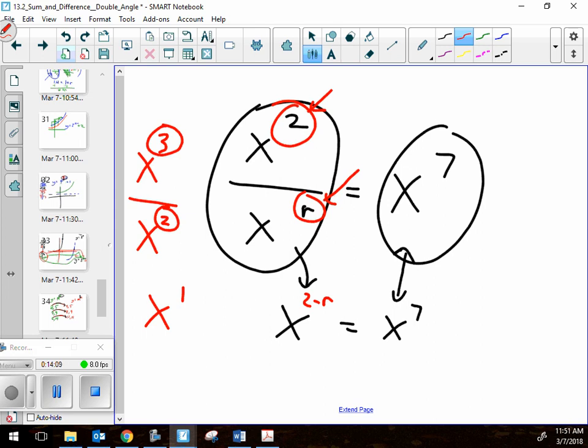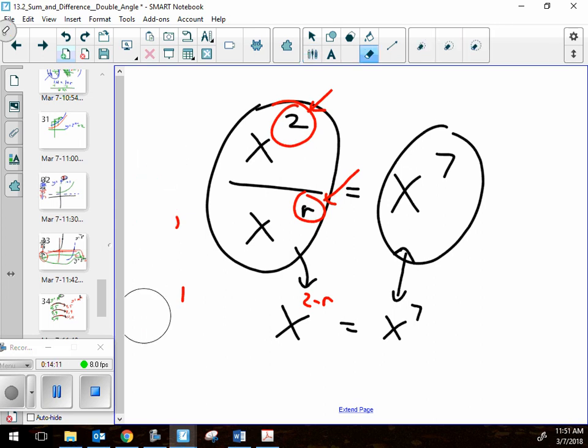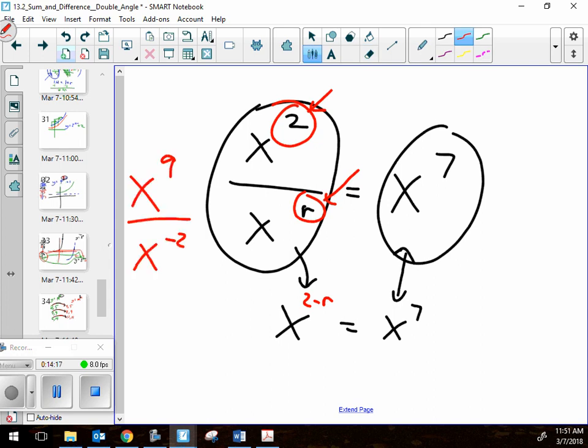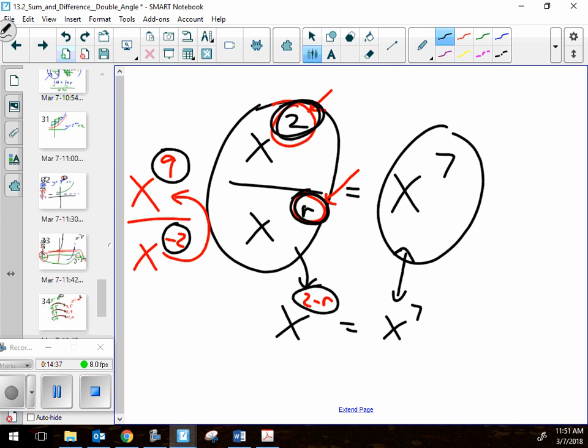What if I had x to the 9th over x to the -2nd? I know some of you are going, well, you just move these guys up, make them happy, so it's x to the 11th. Okay, cool, you're right, it's x to the 11th, but could I have done that by going 9 minus -2? See what I'm saying? So you're really subtracting exponents when they're like this. So that's why I'm taking 2 minus the r and putting it there.